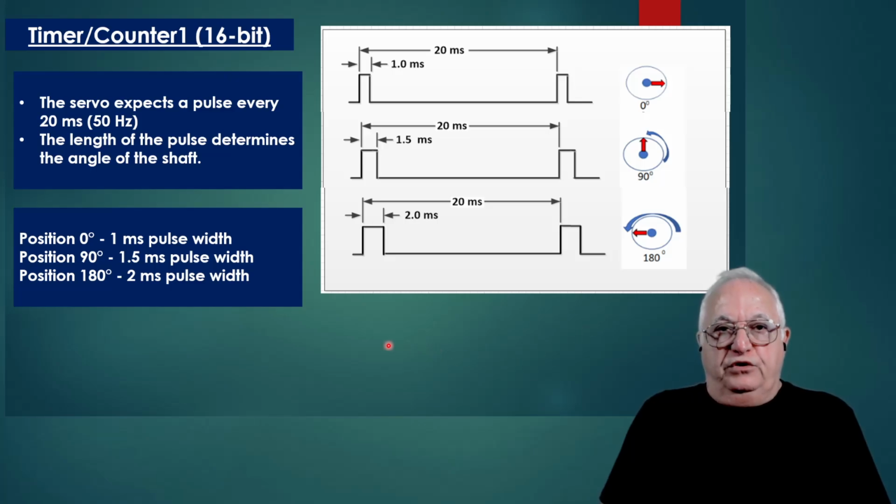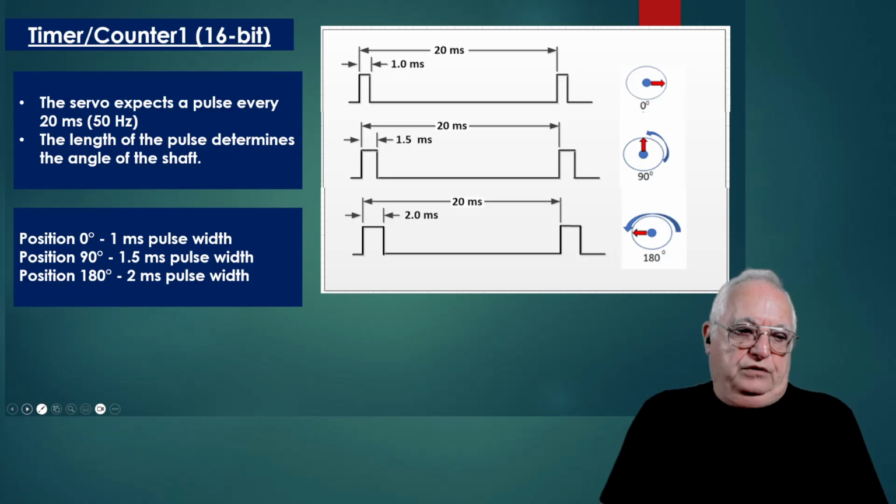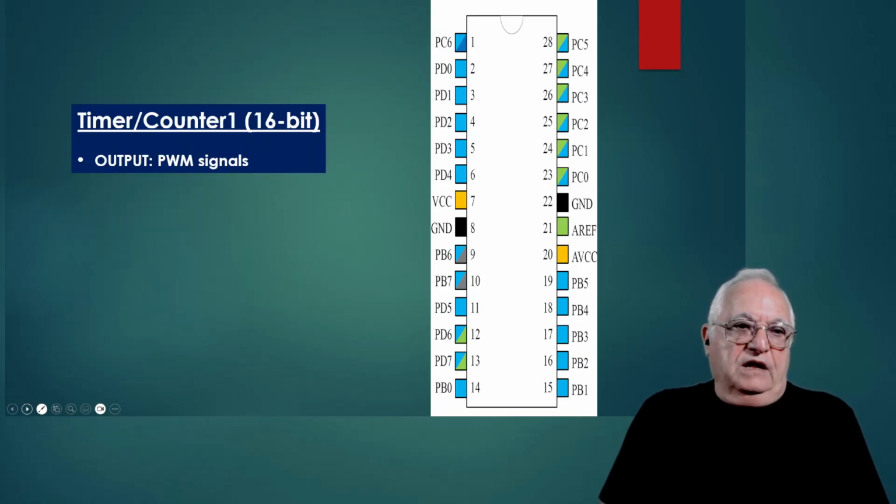Now, what I'm showing you here is applicable to a particular servo motor. But when you buy a servo motor, the specifications associated with that servo motor will tell you how long these pulses have to be, the pulse duration. And you'll see in our example, I'll show a specification which is a little bit different than what I'm showing you here.